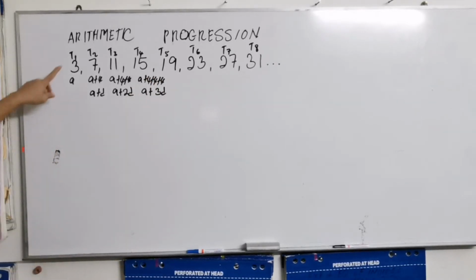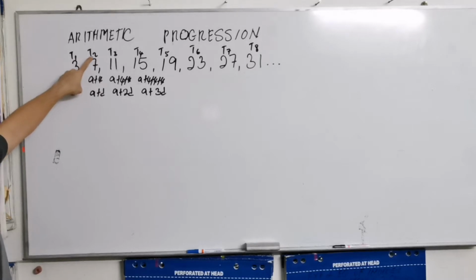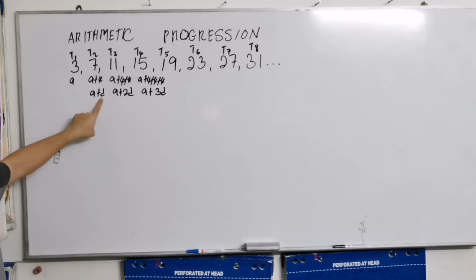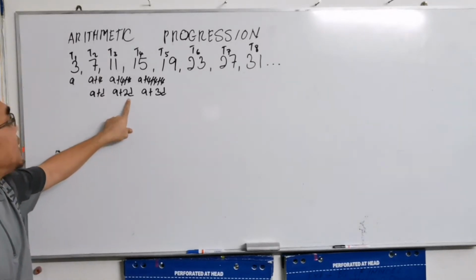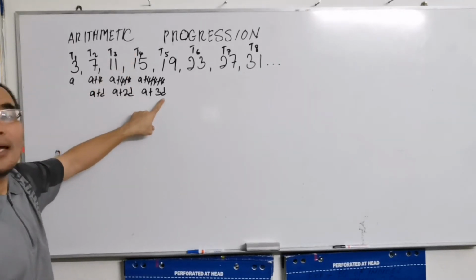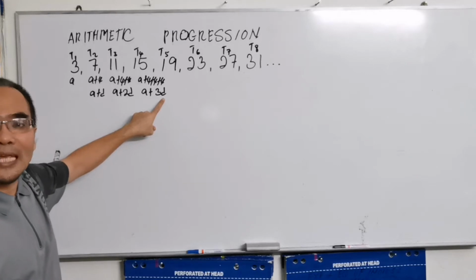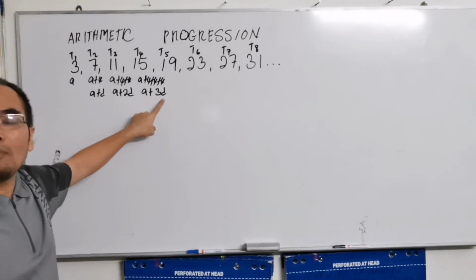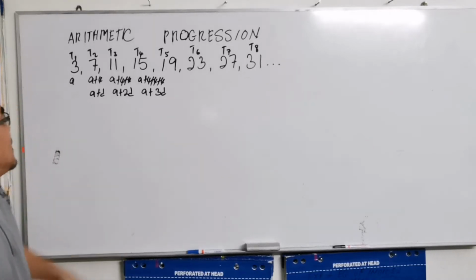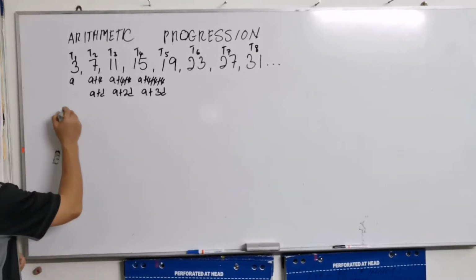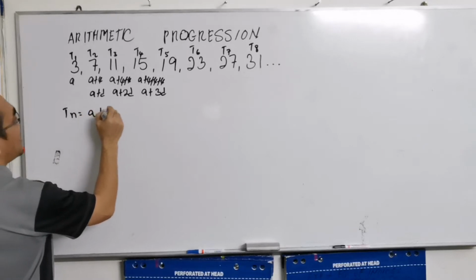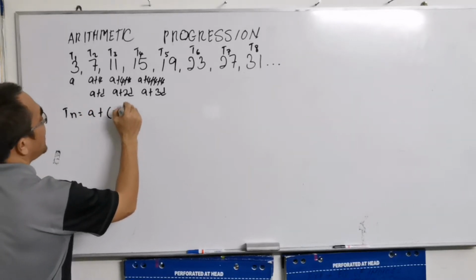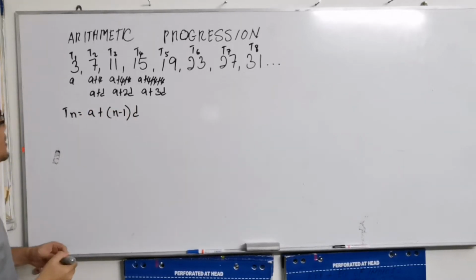Then look at here. This is T2, but D is only 1D. T3, D is only 2D. T4, this is only 3D. So what conclusion can we make? That in order to find Tn is A plus n minus 1 times D.